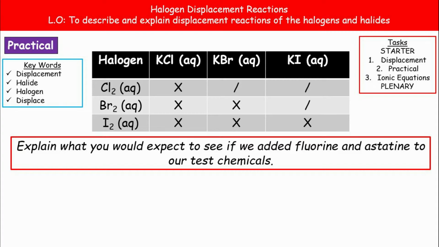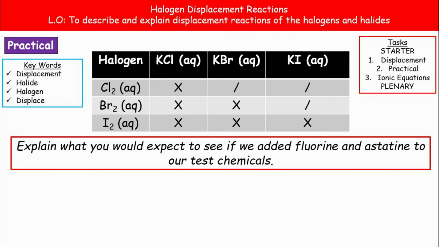Now hopefully our table looks something like this. What we saw in the video was that when we added our chlorine water, both the potassium bromide and the potassium iodide showed a really clear colour change, whereas the potassium chloride didn't. Then with our bromine water, the only one to show a clear colour change was the potassium iodide, and when we added the iodine water, there was no colour change in any of those tubes. If you don't have those correctly in your books, please correct the results now, because it is really important that we have the correct set of results.